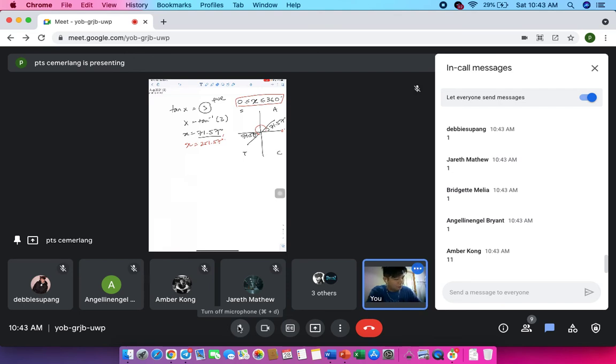Okay, listen carefully. Let's say I have something like this, tangent 2x equals 3. What is the difference? This is x. This is 2x. Can you see? That's the difference. One is x, one is 2x. Alright, that's the difference. So now, I'm going to tell you how to solve this question.